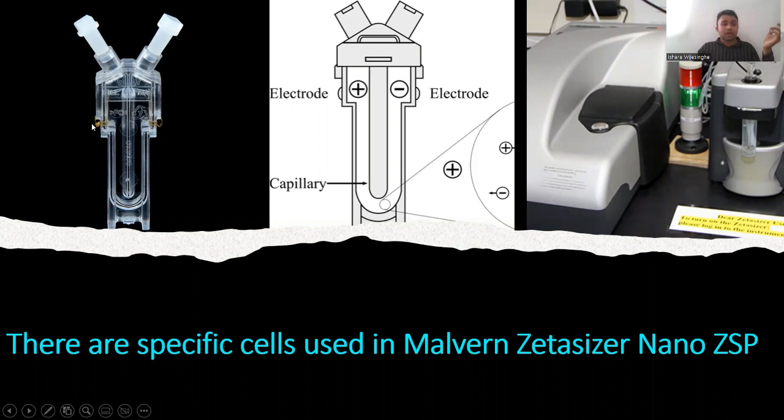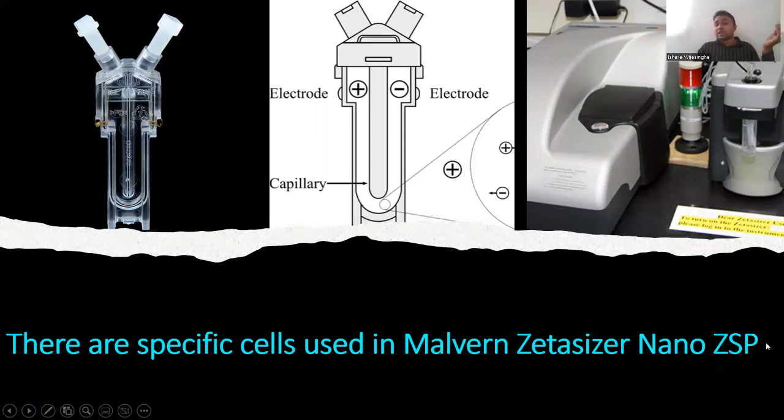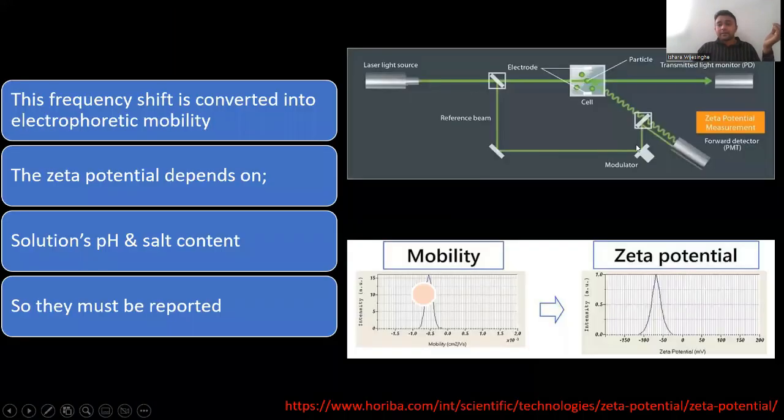And we have to apply an electrical field using these electrodes. You can see the positive electrode and negative electrode here. Actually, this is a capillary tube, and we have to fill our sample into this capillary tube. And this is the zeta potential instrument. Here is one brand, the Malvern Zetasizer Nano ZSP. We can load the sample here and measure the zeta potential.